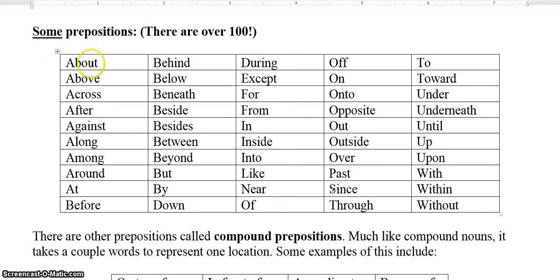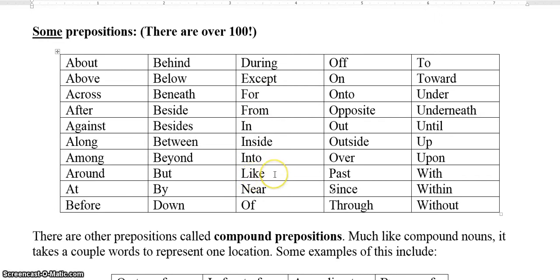First of all, we're going to start with about. About isn't necessarily a direction word. Most of these are. The next column are as well, except up here during is not. It's more of a time word. And except as well, and for as well. So all 3 of these and about. These are the ones that are not direction words. Most of these are. Like is not.